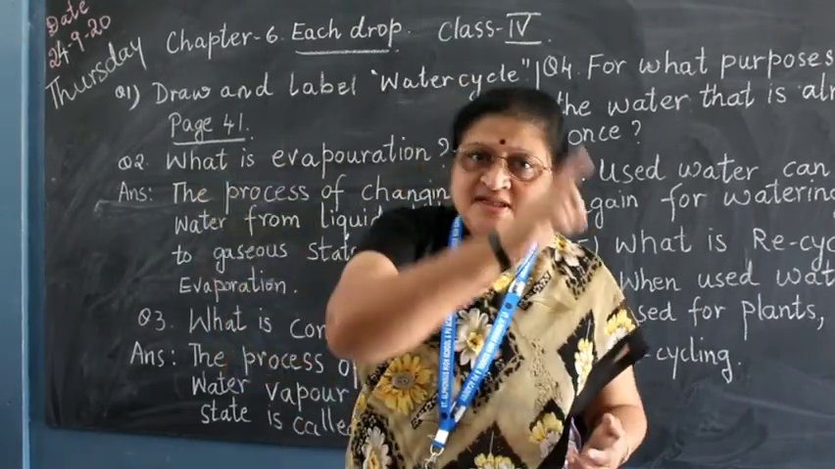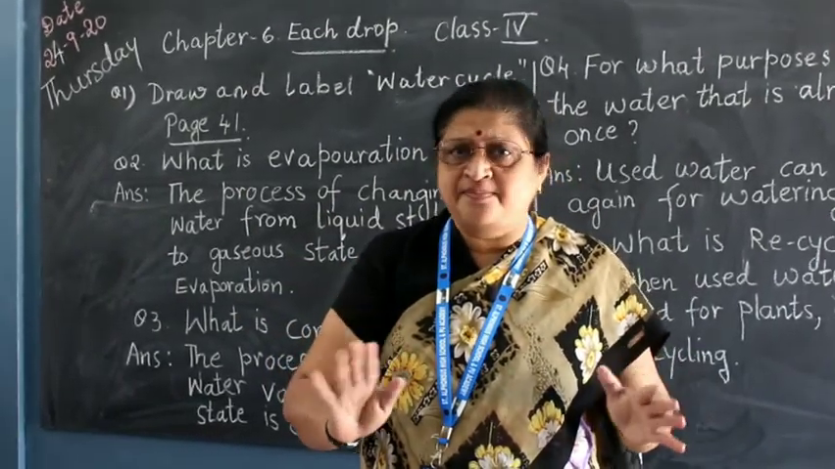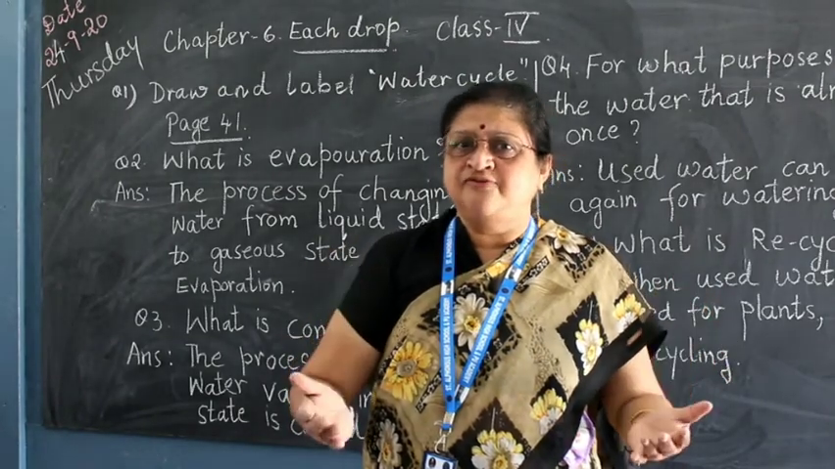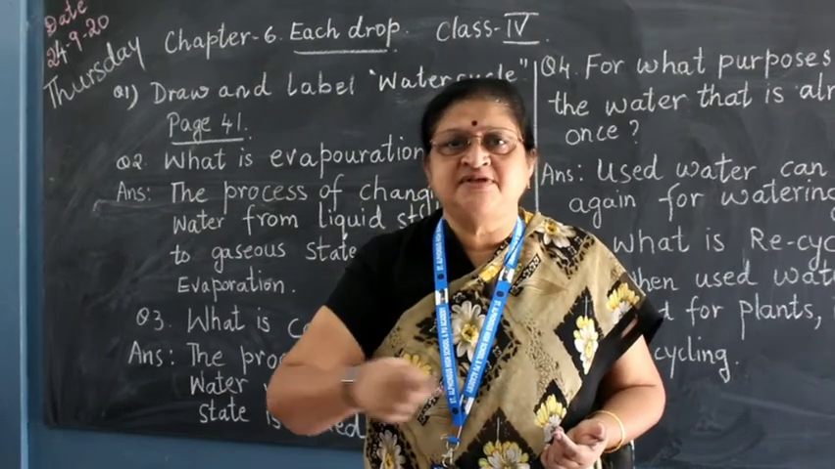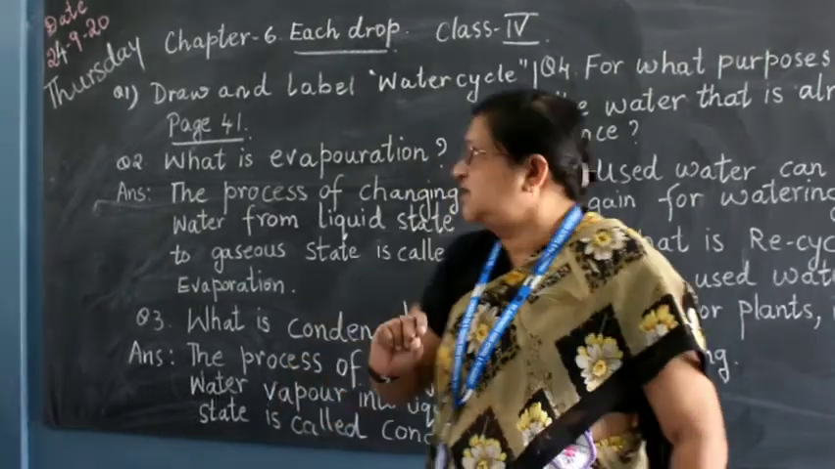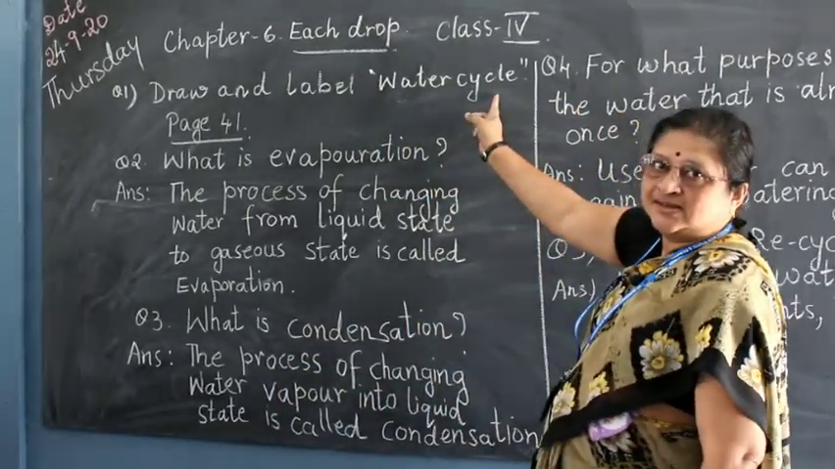Now this process is continuous, children. It is continuous. It is not stopping. If there is no sunlight, it is harmful, because we won't get rain. And this cycle process is called the water cycle. What is that called, children? It is called water cycle.